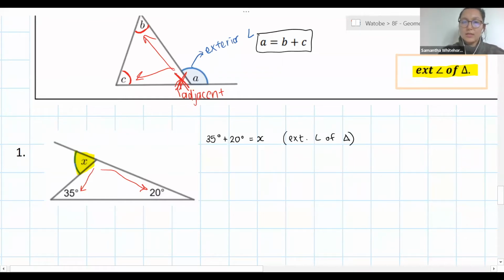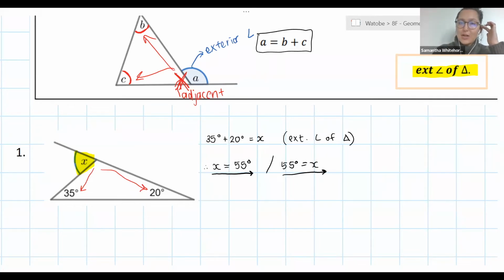We know that the angle outside the triangle is equal to the two angles inside added together. And as you guys have said on the chat, that means X is equal to 55, because 35 plus 20 is 55. If you wrote your answer the other way, 55 equals X, that is exactly the same thing. I just generally put my X first. Okay, so guys, the exterior angle of a triangle is equal to the sum of the opposite interior angles. Take your screenshots. Yep, it's time to take your screenshots.